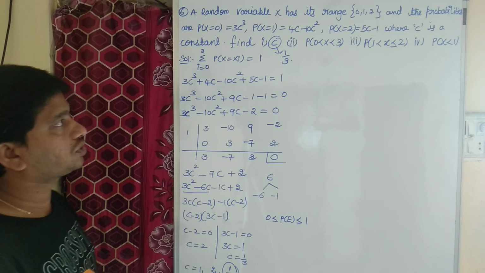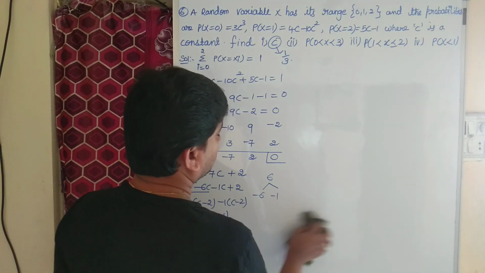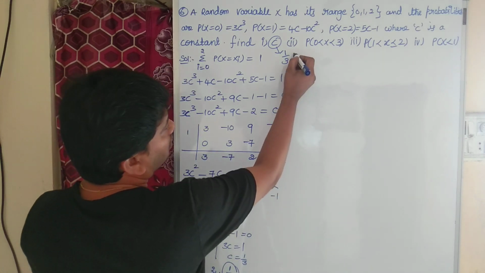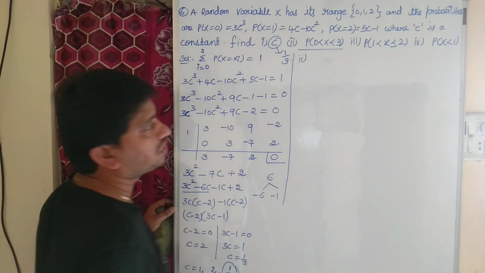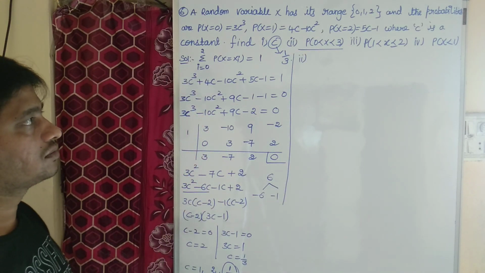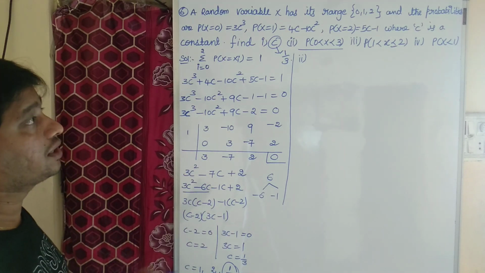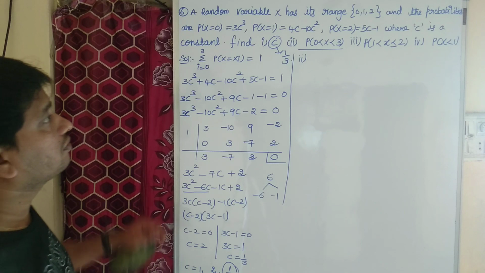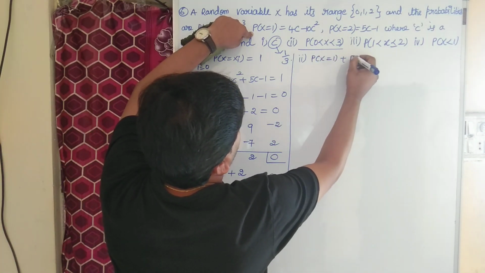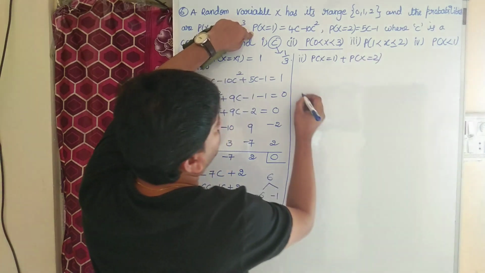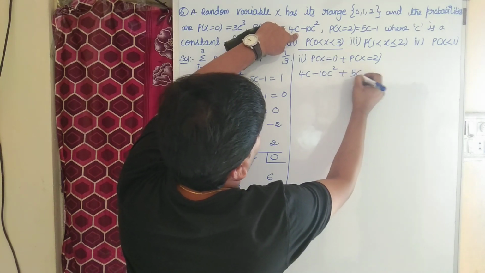Okay, now coming to the second question. Here we can find it easily. P of 0 less than x less than 3. I mean the random variable x must lie between 0 and 3, and it is nothing but what? 1 and 2. What is it here? P of x equal to 1 plus P of x equal to 2. x equal to 1, 4c minus 10c square. x equal to 2, 5c minus 1.